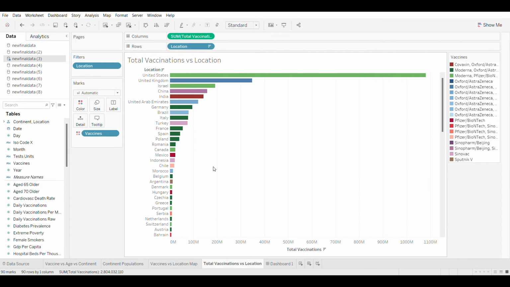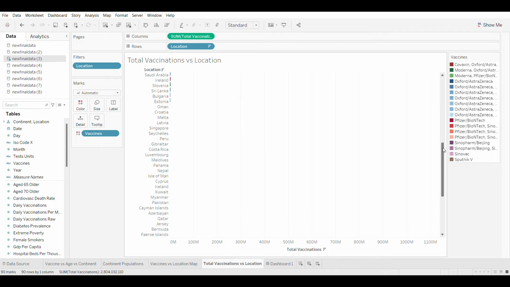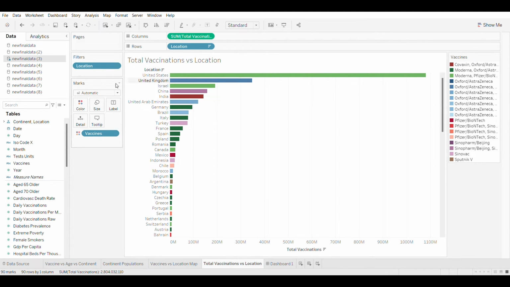And the final one is to compare total vaccinations versus location. That is, United States has the highest amount of vaccinations done during the COVID-19 outbreak. The number of vaccines is given here. And next comes the United Kingdom, and so on in the order of the countries. It goes on down. So total vaccinations versus location. In this way it is done.